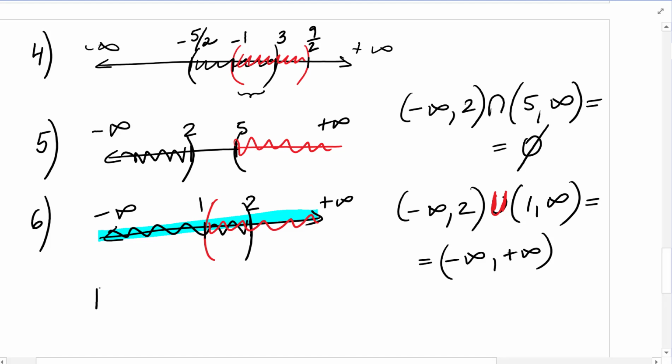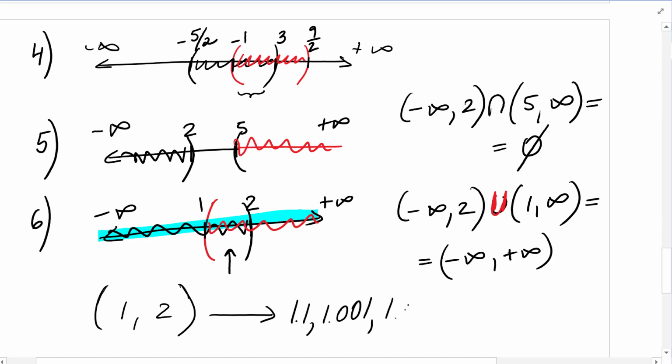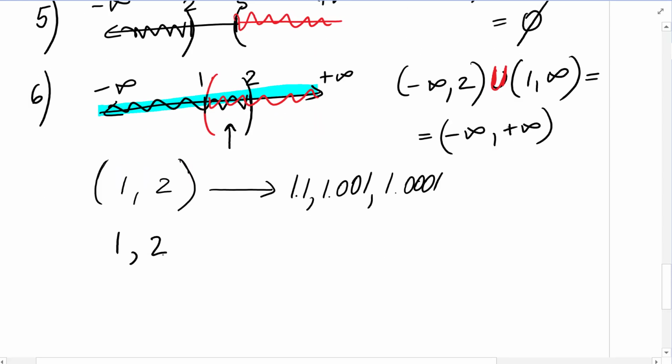If the same problem was intersection, then the part where they overlap would be 1, 2. Now, what does the interval 1, 2 mean? How many numbers are between here? Well, it's not just 1 and 2. Actually, not even 1 and 2, because we have parentheses, so they're not included. It's coming very close to that point. But we have 1.1, 1.001, 1.0001. So we have infinitely many numbers in between those. So they are different from 1, 2, where I see just 2 numbers. I hope this helps.